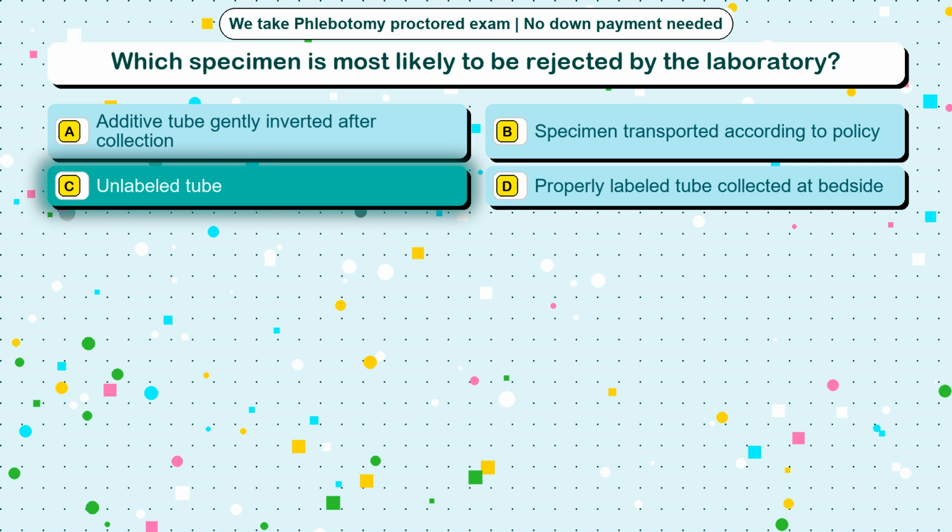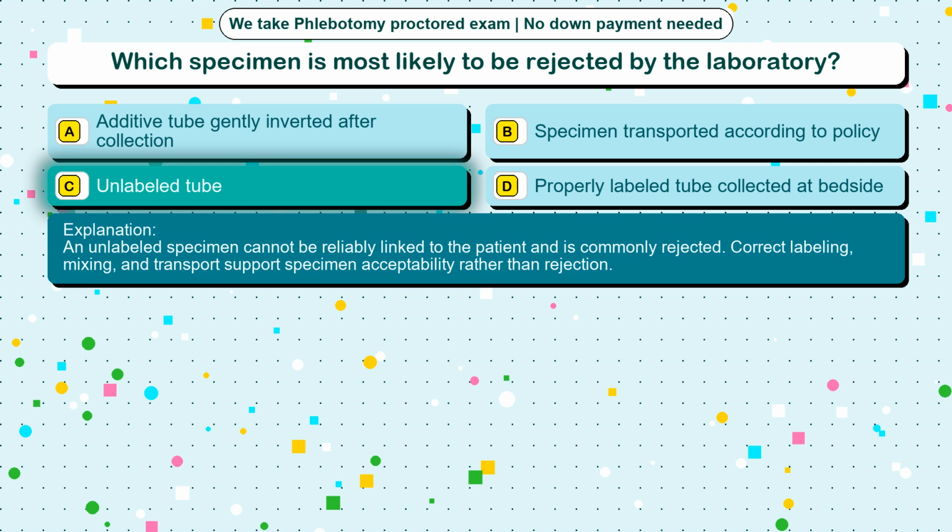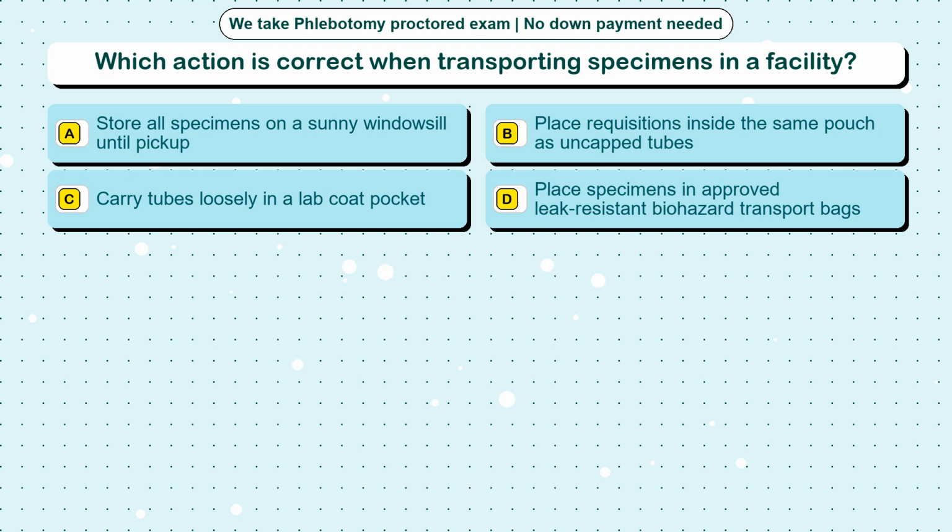Unlabeled tube. An unlabeled specimen cannot be reliably linked to the patient and is commonly rejected. Correct labeling, mixing, and transport support specimen acceptability rather than rejection. Question 11. Which action is correct when transporting specimens in a facility? Option A. Store all specimens on a sunny windowsill until pickup. Option B. Place requisitions inside the same pouch as uncapped tubes. Option C. Carry tubes loosely in a lab coat pocket. Option D. Place specimens in approved leak-resistant biohazard transport bags.